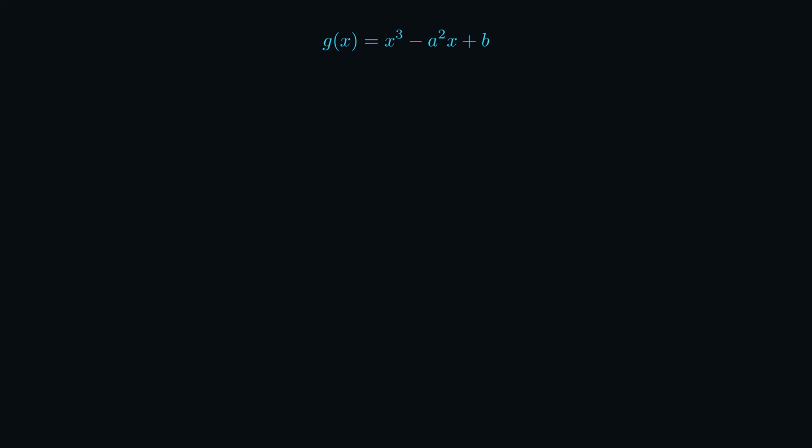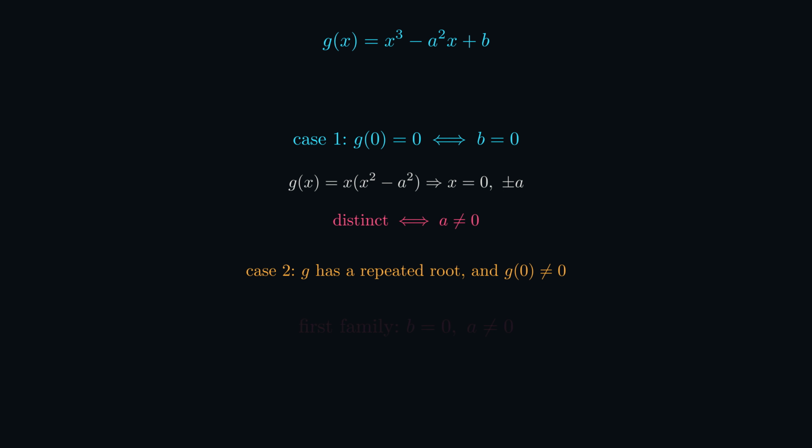That leaves the cubic in brackets. Call it g of x, and we need the total count of distinct solutions to be 3. Two ways that can happen. Either g has 0 as one of its roots, in which case 0 is shared, and we need g to contribute 2 more distinct roots. Or g does not vanish at 0, and g itself must supply exactly 2 distinct roots, meaning g has a repeated root and one other.